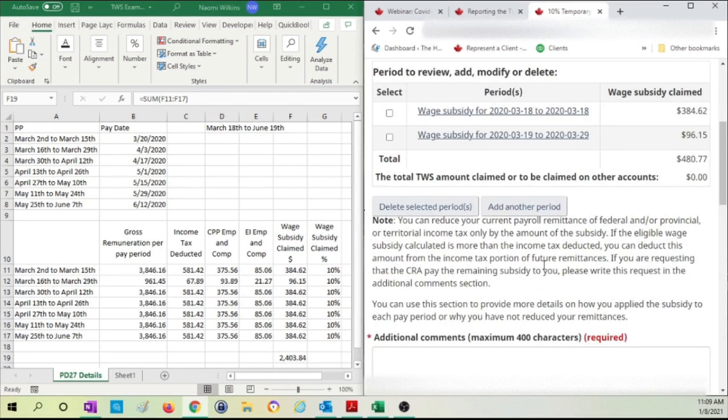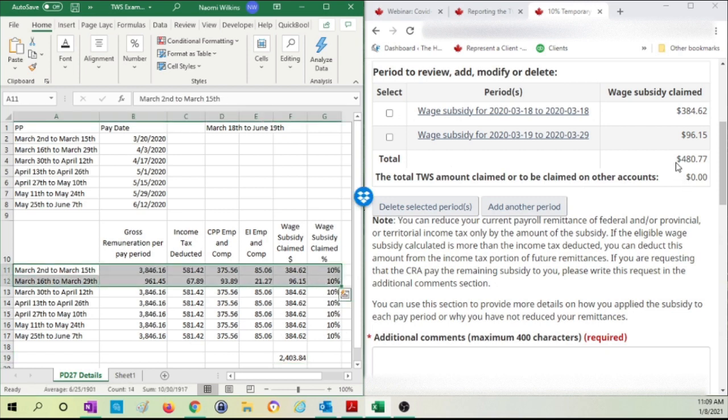So you can see that now we've got the two rows in. This one and this one is done. And you can see that the running total is 480. And so now what you do is you add another period and you add each row in until each row is showing up at the top here.